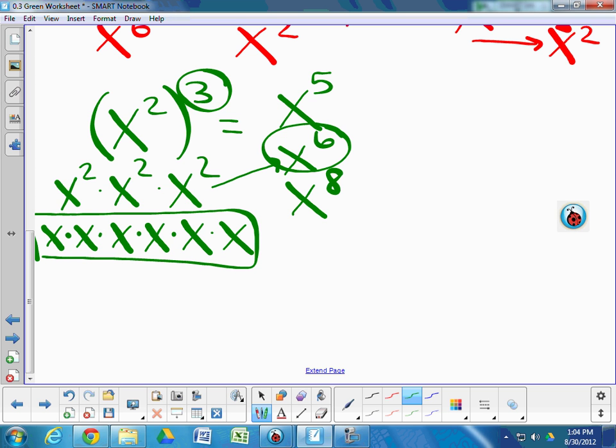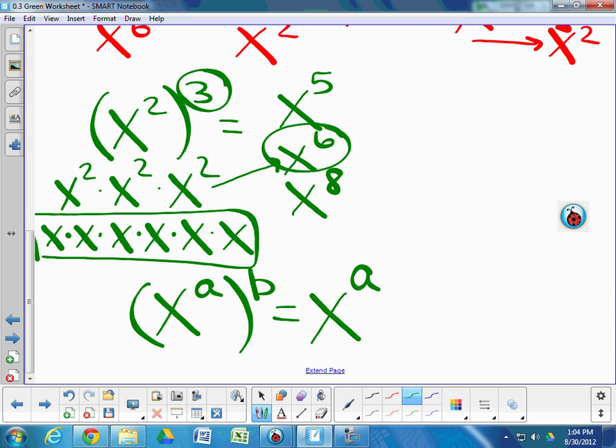6. So the moral of the story is when you have a power to a power, you do x to the a times b. You multiply.